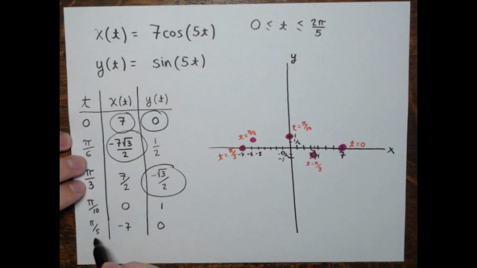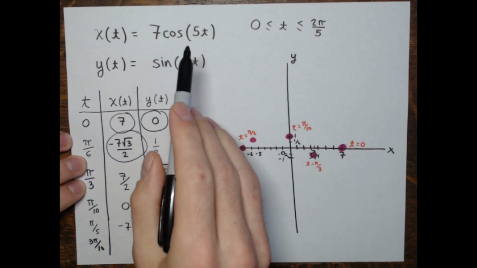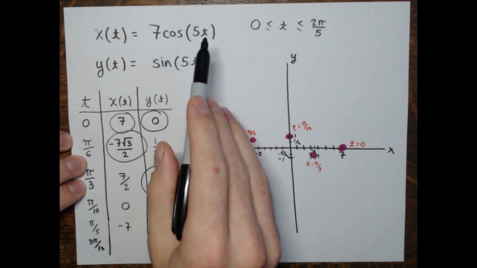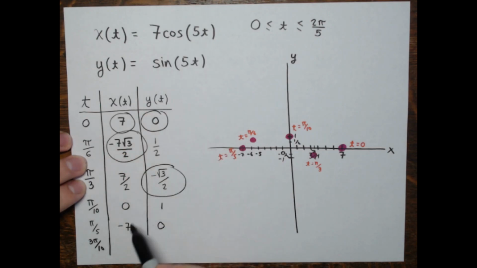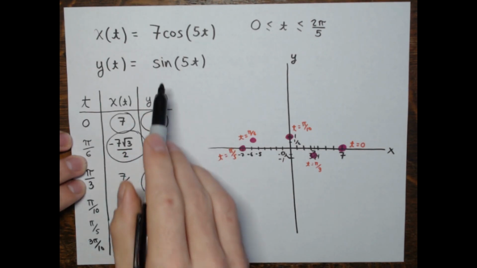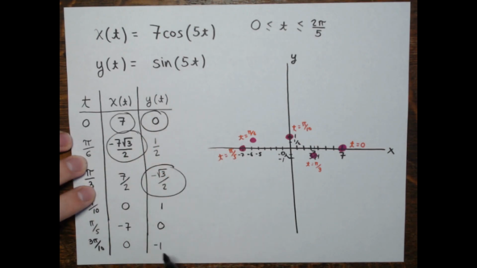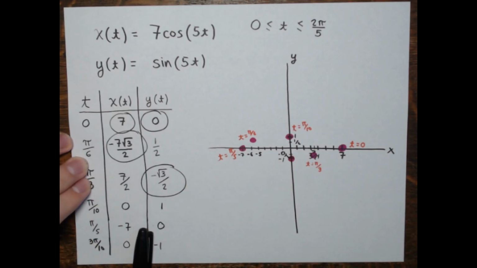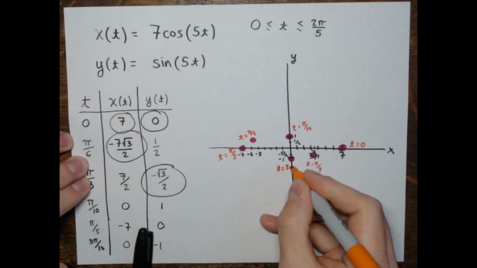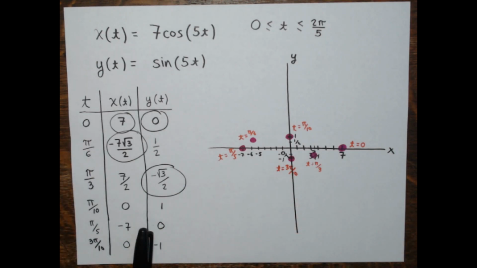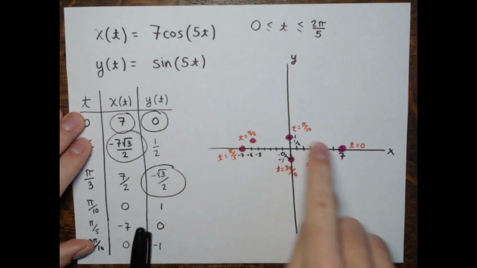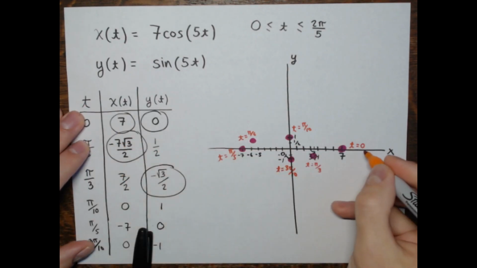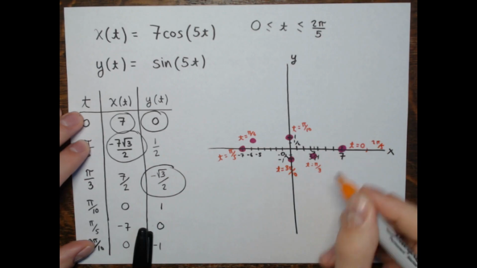when t equals pi over 5, right, 2 pi over 10. And then when t equals 3 pi over 10, this would be cosine of 3 pi over 2, 15 pi over 10, which is 0, so I'm back to 0 for the x-coordinate. And the sine of 3 pi over 2 is -1, so I'm at 0, -1. And I'm here when t equals 3 pi over 10. And then when I'm at 2 pi over 5, we're back to the initial point, right? We'd be back at 7, 0. So at 0 and 2 pi over 5, I'm back here.